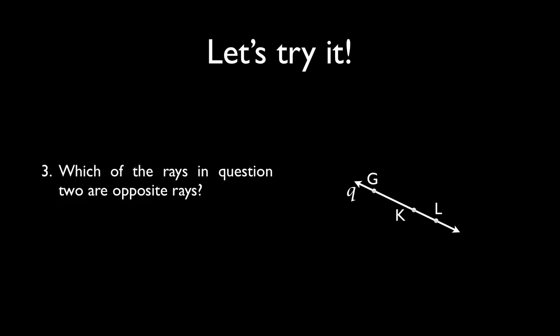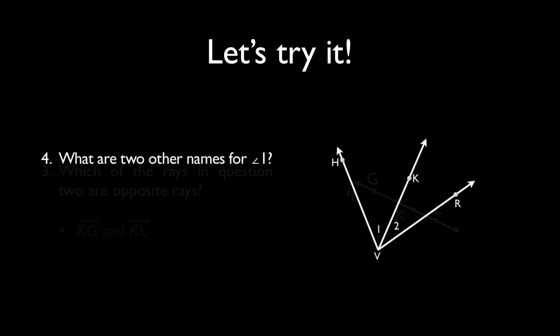So which of the rays in question are opposite rays? So we just listed 4 of them. The ones that are opposite rays are the ones that have the same endpoint. So that would be ray KG and ray KL. You got that? Let's talk about some angles.